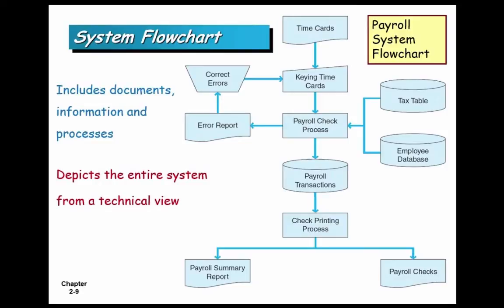Coming out of it become the payroll transactions, and then there would be another process where you actually print the checks and summaries. So you'd actually have the checks here and the summaries here, and an error report would be printed for anything that was a mistake. Okay? So that is a system flowchart, and it would describe the overall system or subsystem. And then this would probably be a program, where a programmer would then get more detailed advice on how to do that.